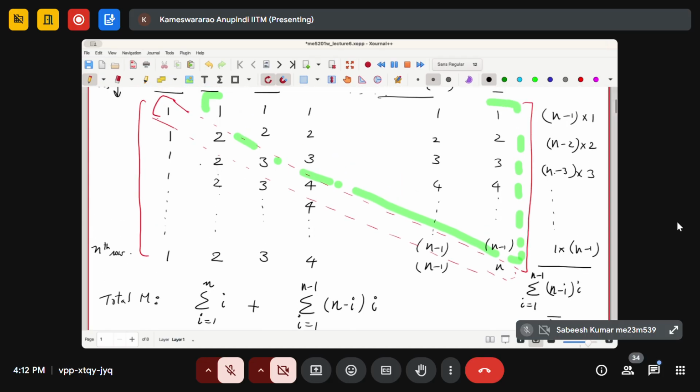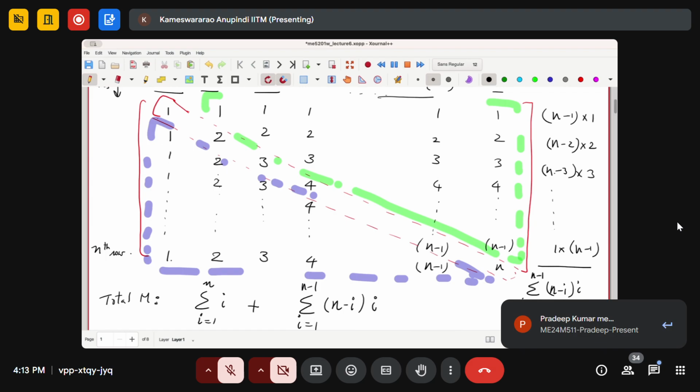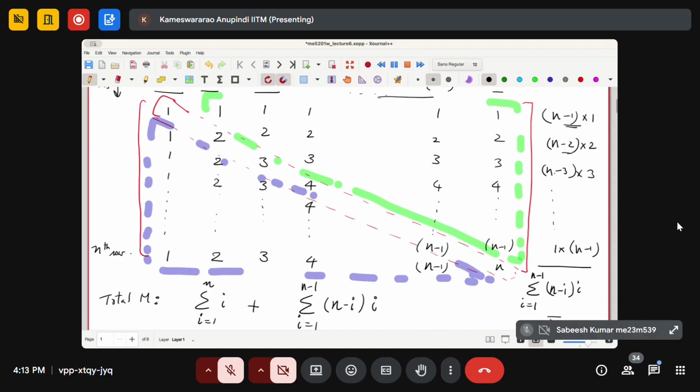Now, let us look at the lower triangular part. How does the lower triangular part look? Here we have again 1, 1, 1, and n minus 1 such ones, which is exactly the same as this. And then this is 2, 2, 2, 2, and that is exactly n minus 2 times 2, and so on. So this lower triangular part is actually just a mirror image or flipped version of the upper triangular part, in terms of the operation counts.